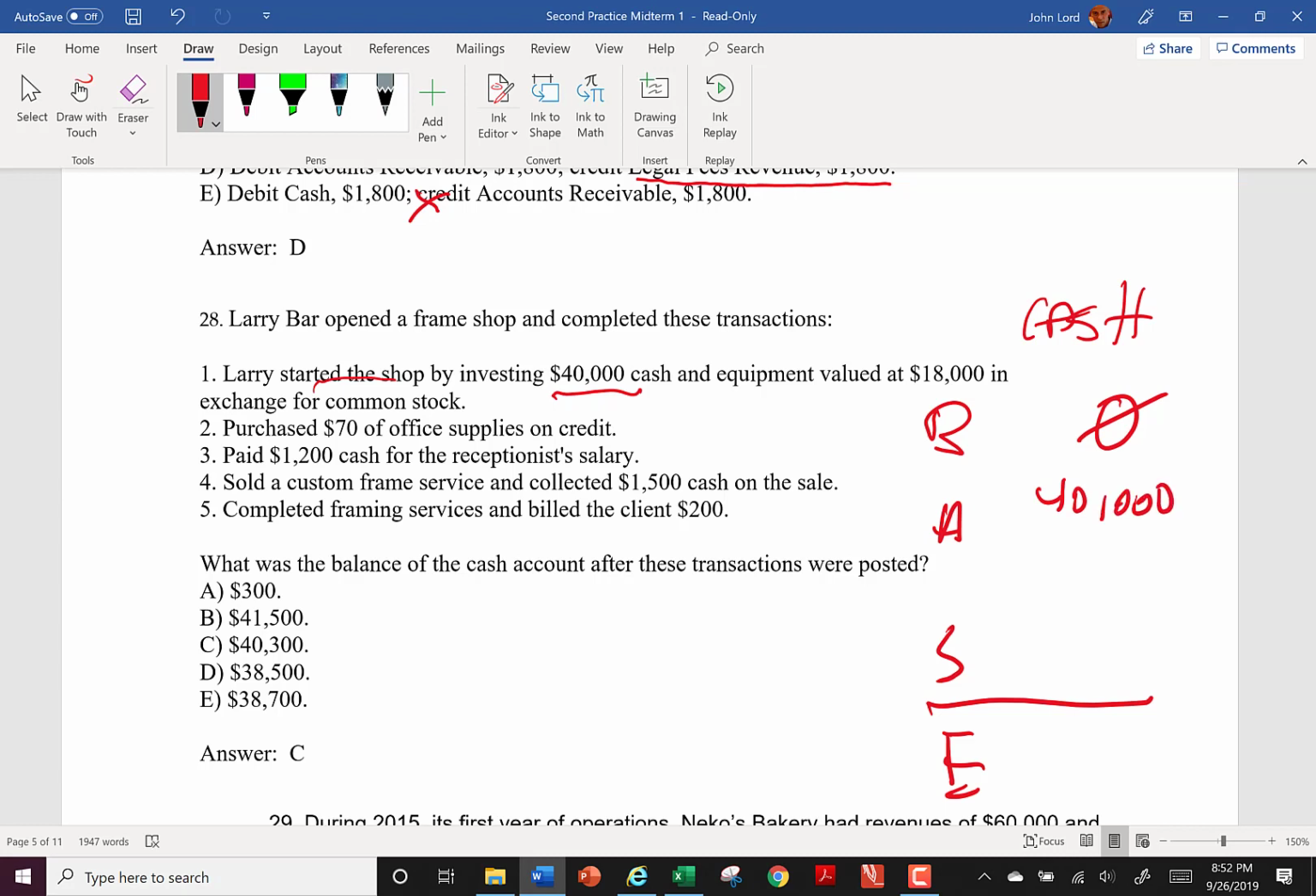Then he did what? Then he purchased $70 of office supplies on credit. Is that going to reduce my cash? No. If it's on credit, that means you pulled out your credit card and they told you to pay them later? Yes. Is equipment cash? Then why do you want to add it to the cash account?